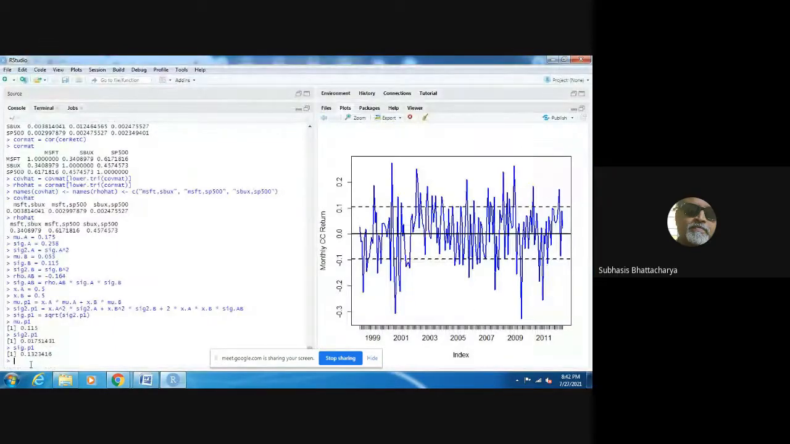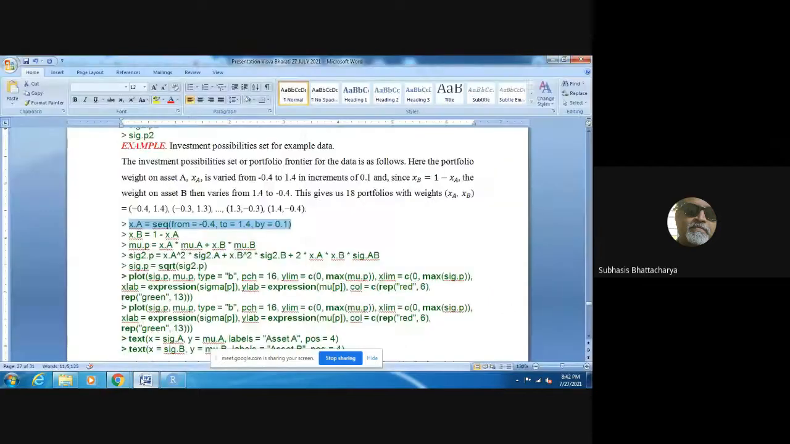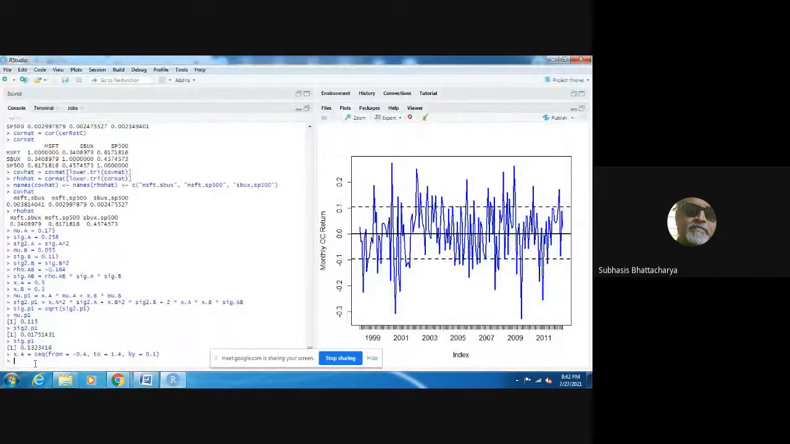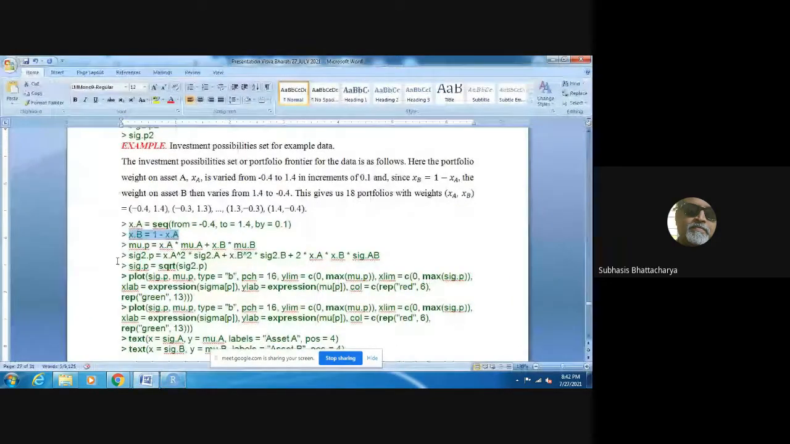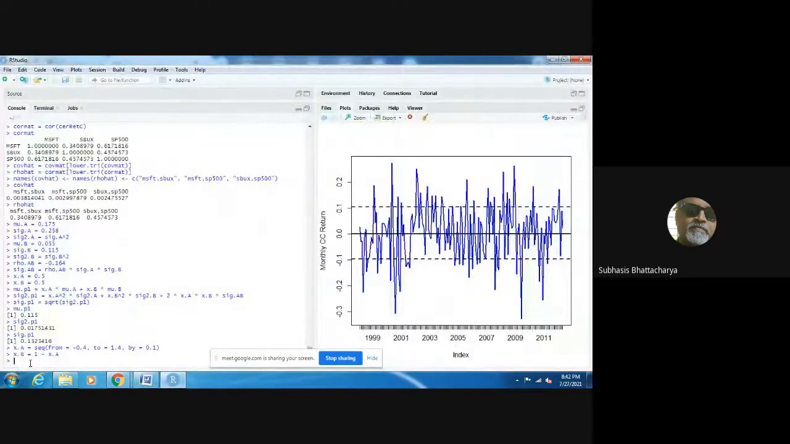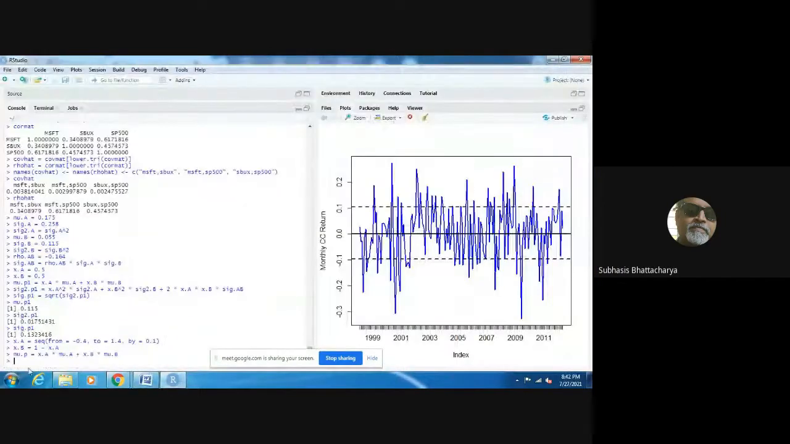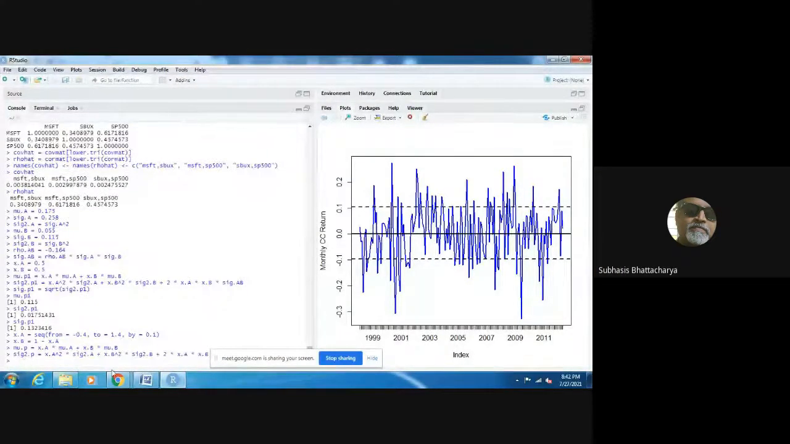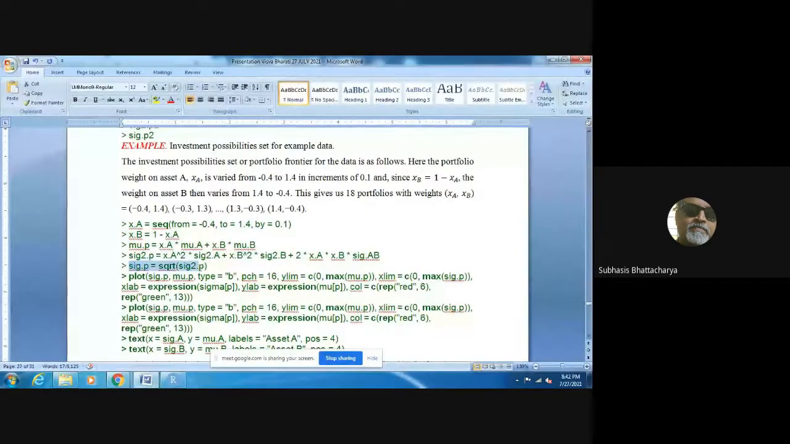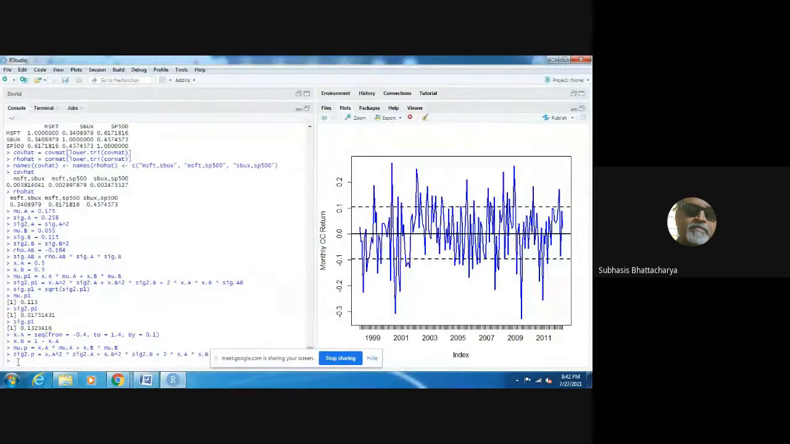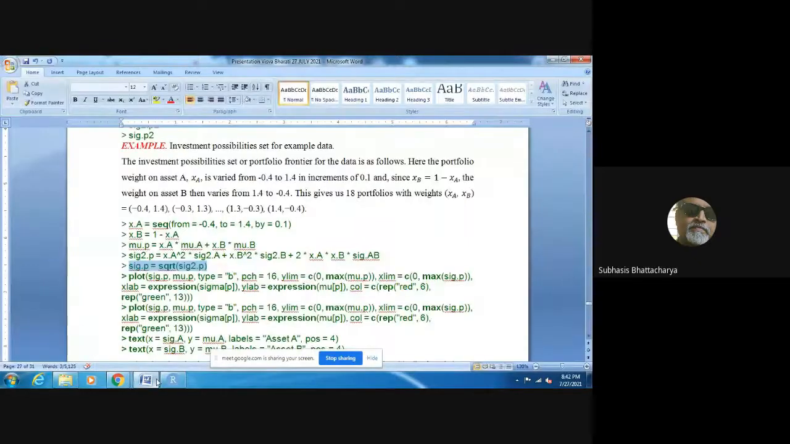So if I consider this, and if XB is 1 minus XA, because the sum of this is 1, a normalized portfolio, then the combined risk, the combined SD, and then we plot.